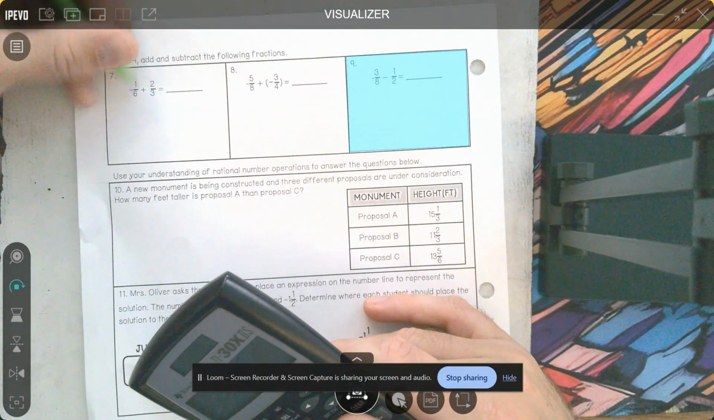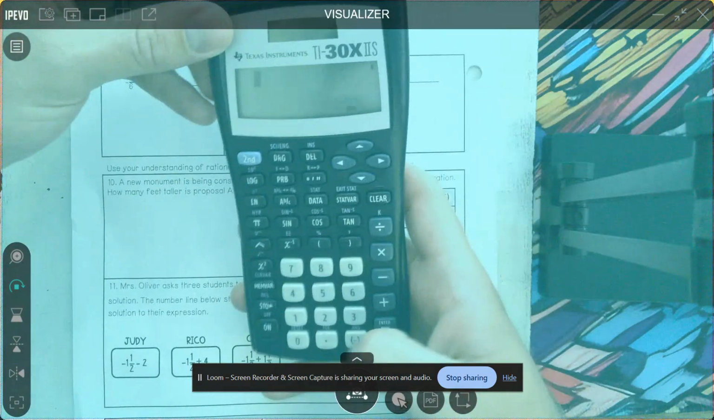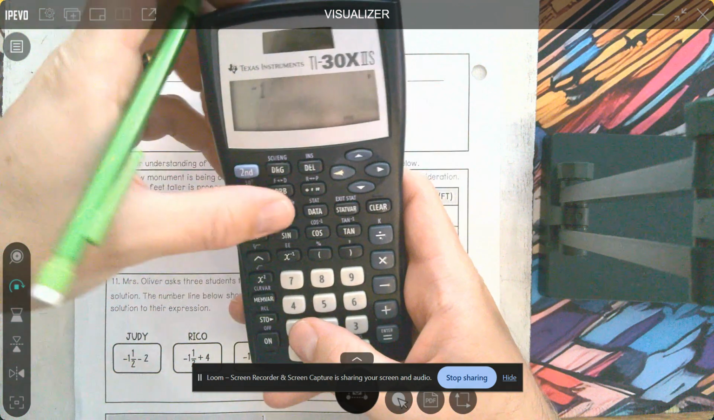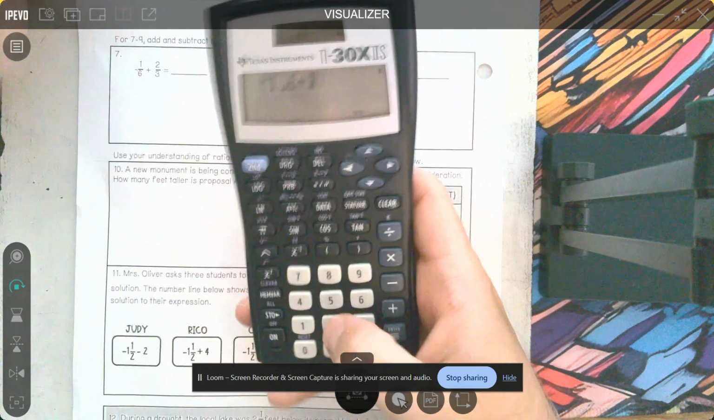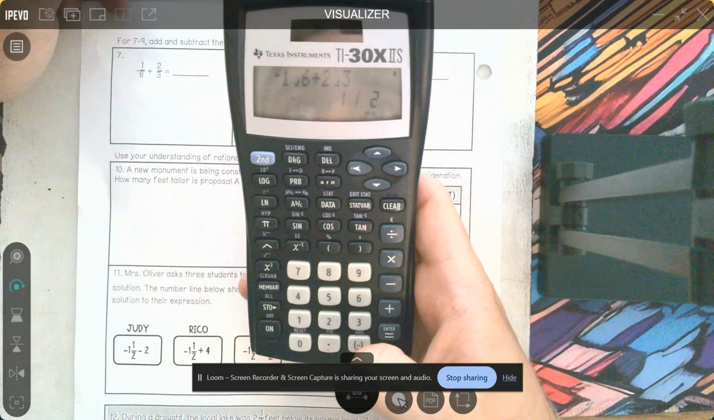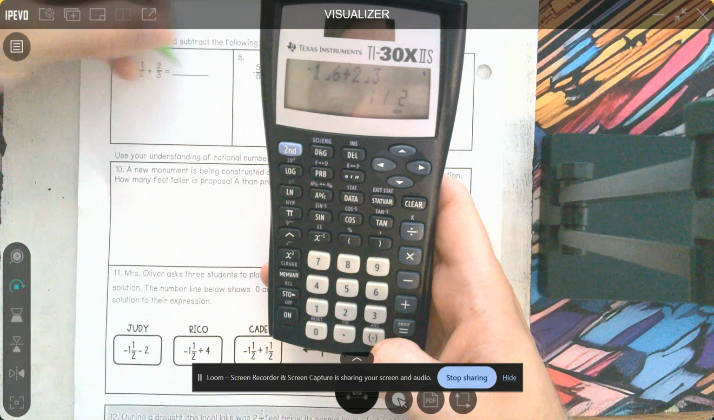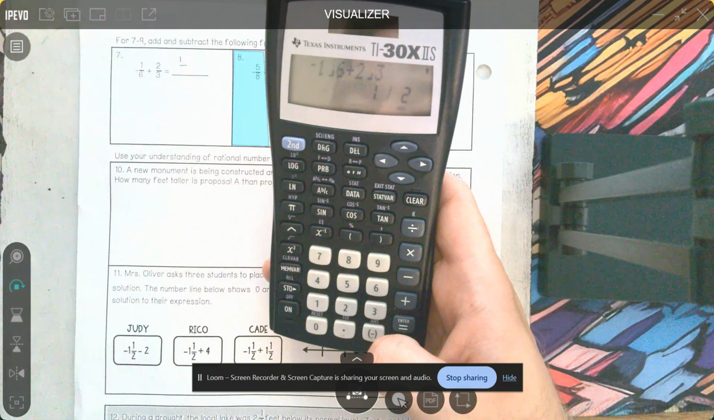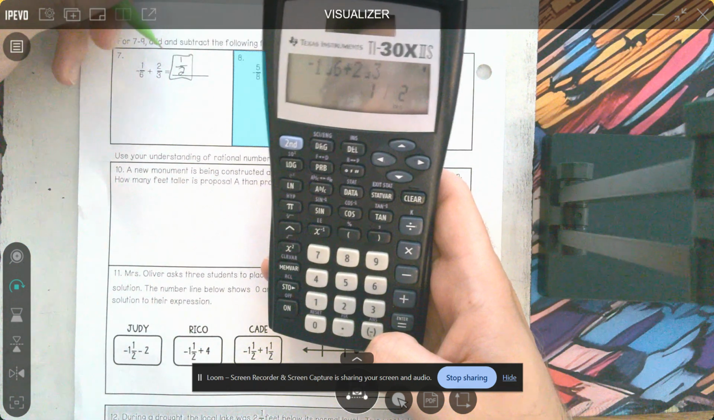Negative 1/6 plus 2/3. Let's do that in our calculator. Watch this. Negative 1 ABC 6 plus 2 ABC 3. Press enter and look at that. It gives us our answer of 1/2. One half is our answer there.